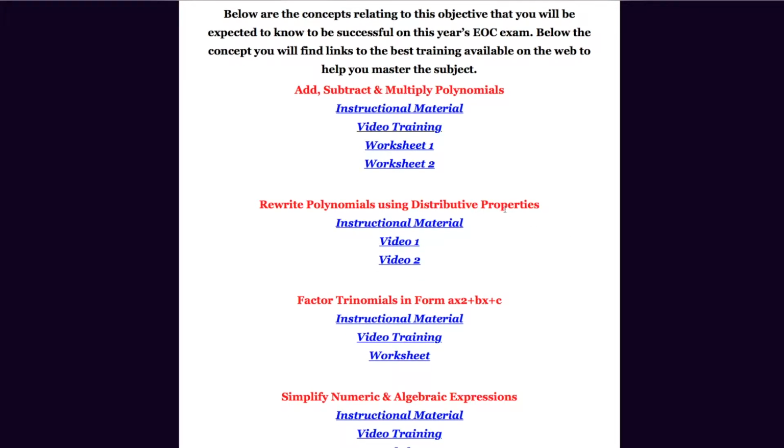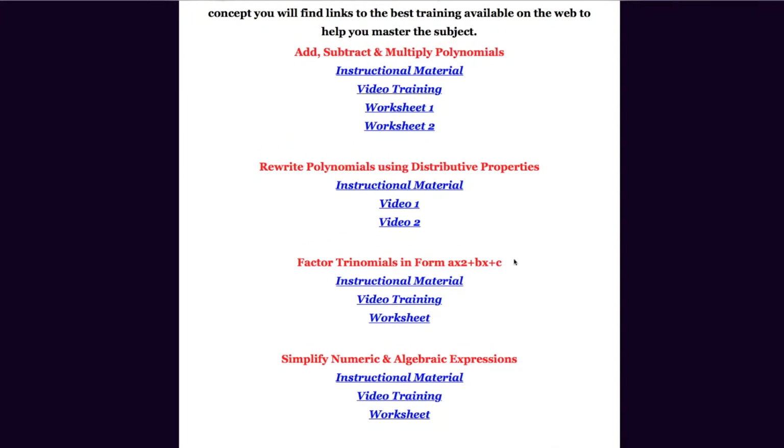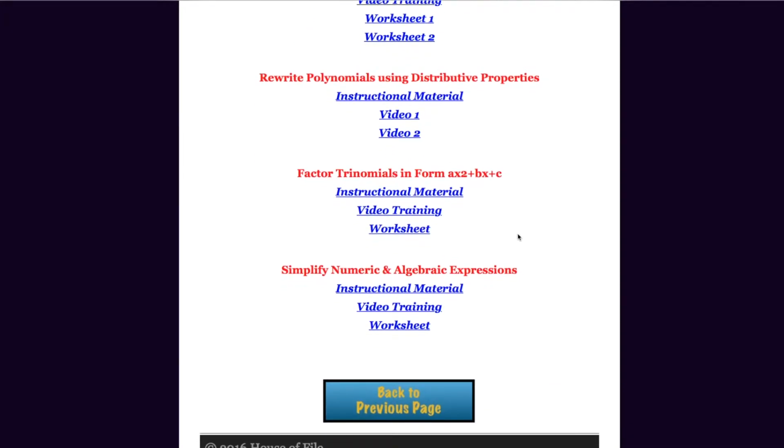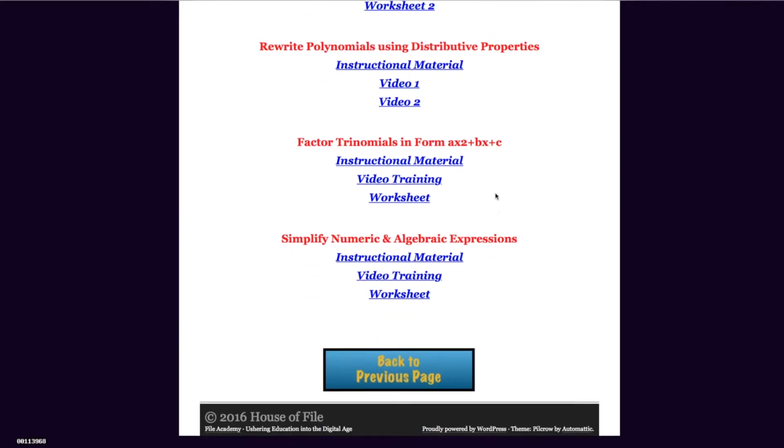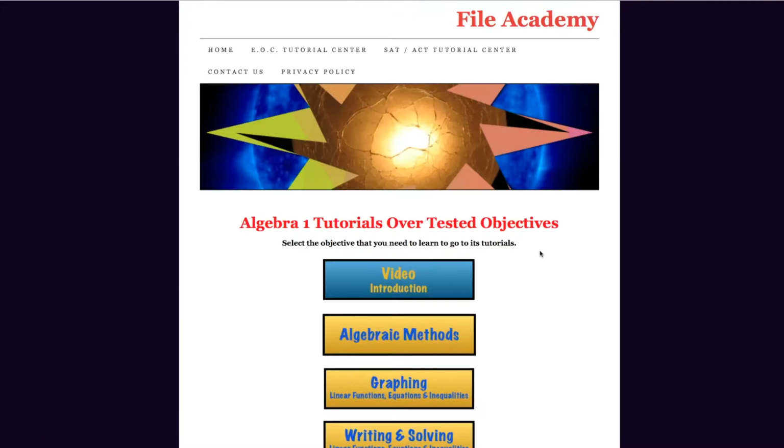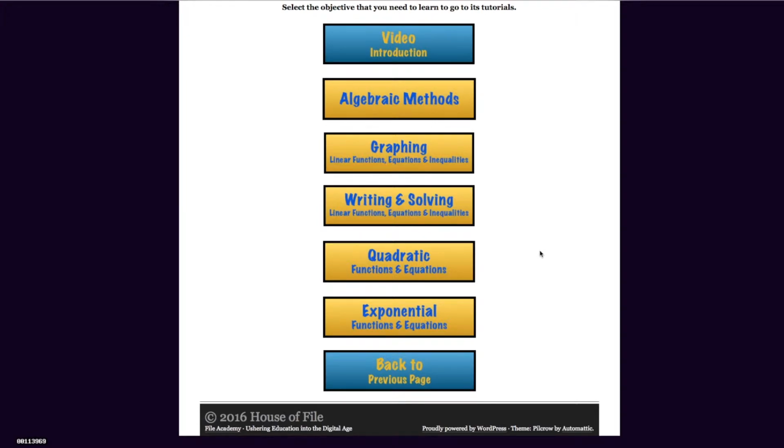So each one of them, each subcategory of objectives has its own instructional material. Some have more than one video, some have more than one worksheet you can see. So each one of these categories has these subcategories with all 3 things: the instructional material, the videos, and the worksheets.